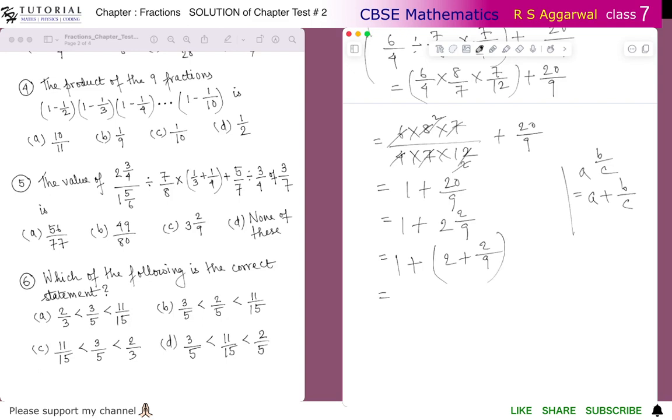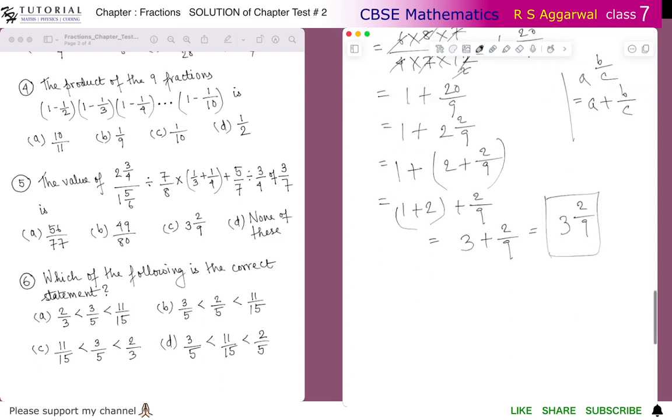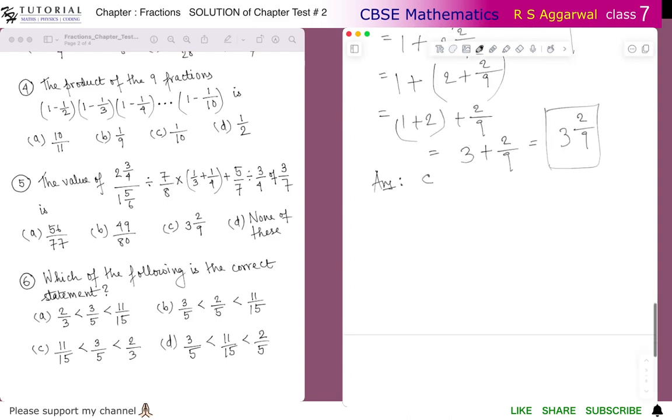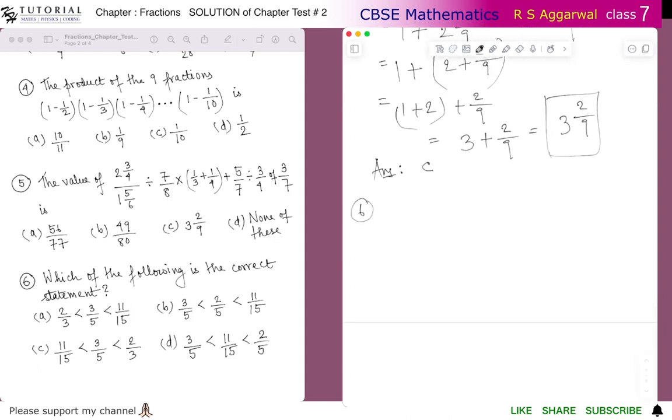Now we can add 2 plus 1, and this is 2 by 9, so this becomes 3 plus 2 by 9, that is, the mixed fraction 3 2 upon 9. So this is the answer, the value. So the answer is choice C.